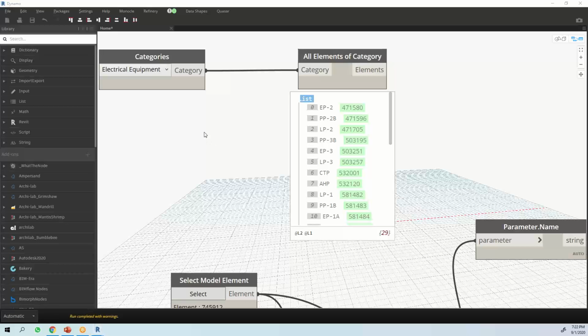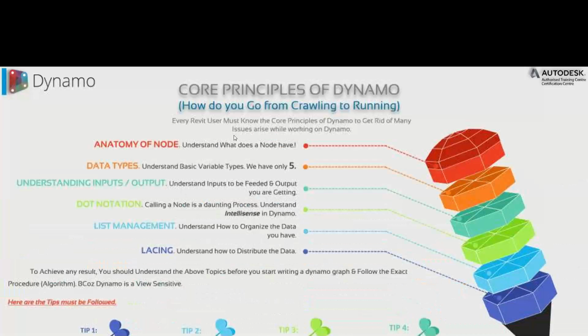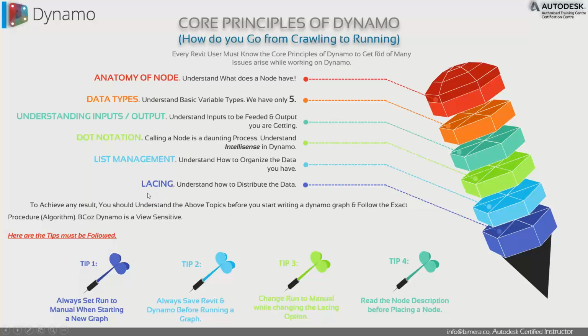There are different things. The list management and the lacing are the only reasons that cause the fertile errors. Understand? So to resolve those errors, you just have to understand the list management, you just have to understand the lacing options.